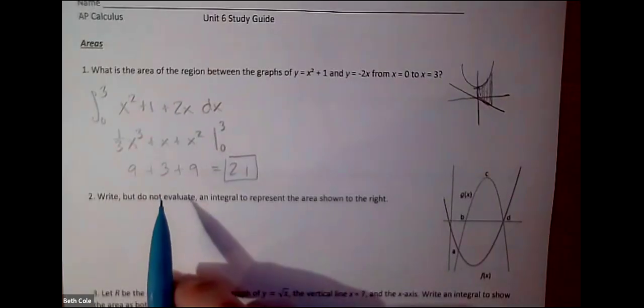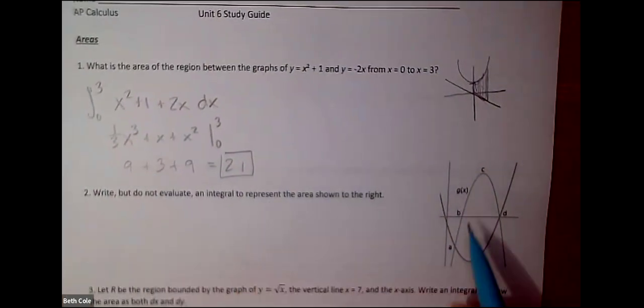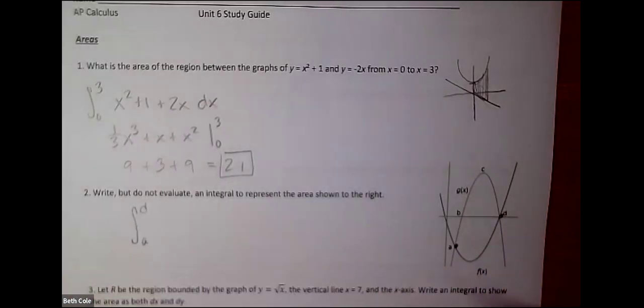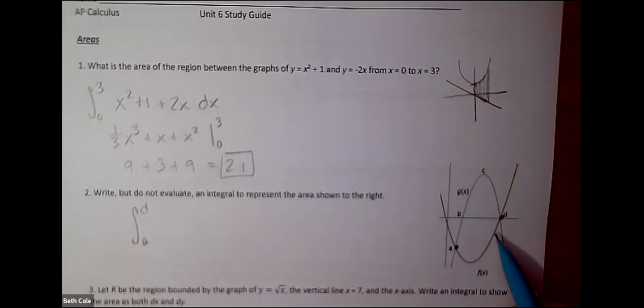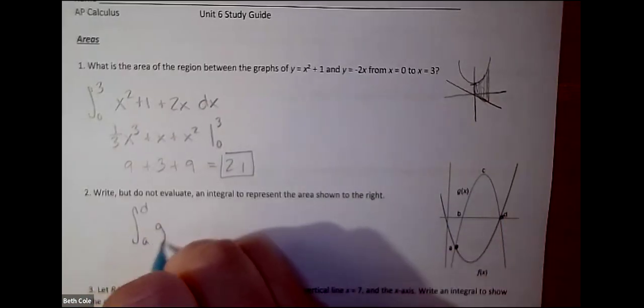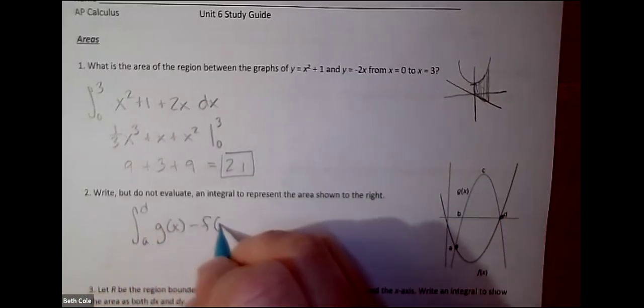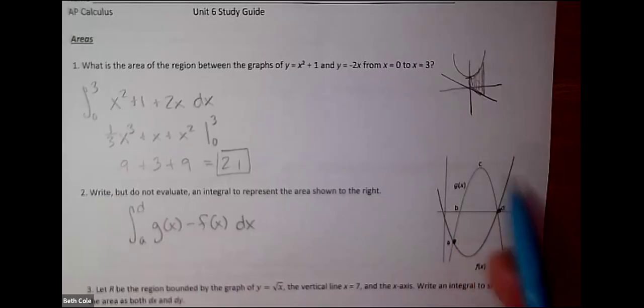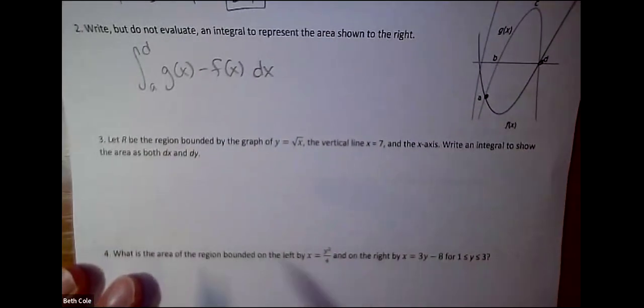All right, write but do not evaluate an integral to show this area. So we're going to go from A to D, where the intersections are. And it's upper graph minus lower graph. So g of x is the upper one, minus f of x is the lower one. There's just a lot of unnecessary information in that graph. This is pretty noisy, and you just have to filter out everything that you don't need.